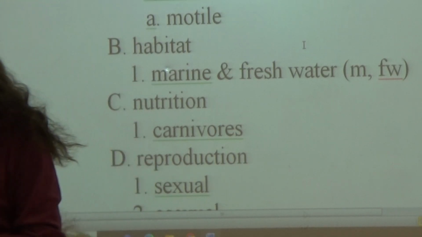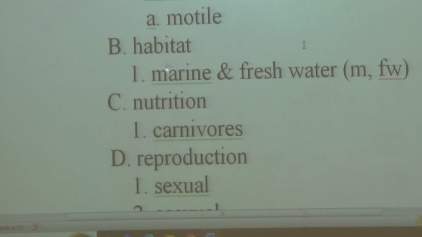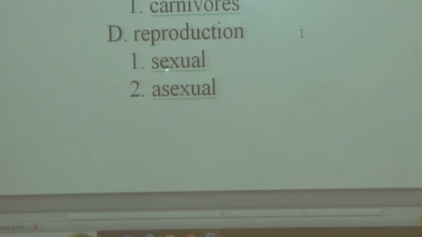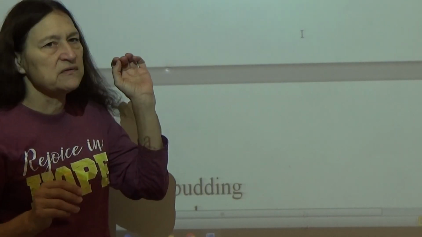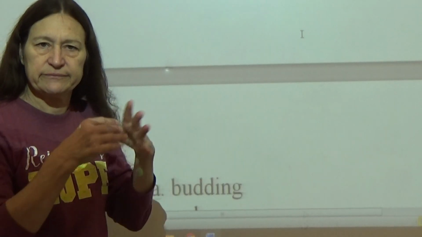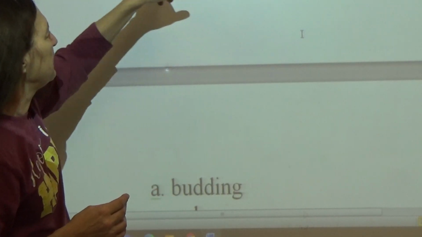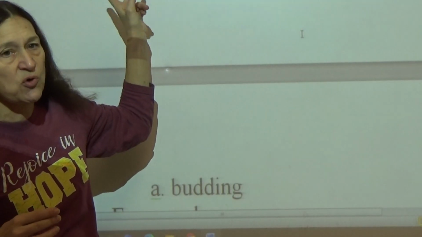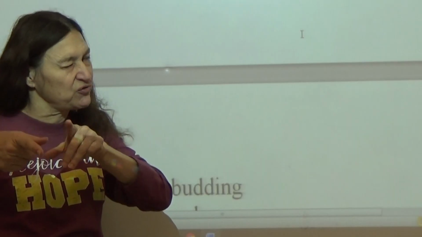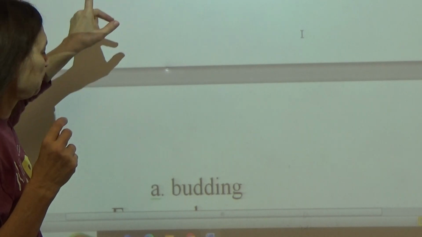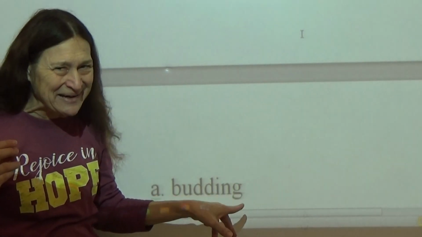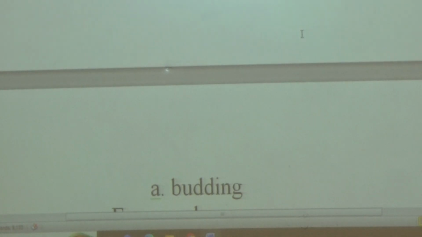All right, as far as reproduction, it is sexual. Again, you will have sperm and eggs released. And then some species do have an asexual form. Remember the difference between sexual and asexual. You should know this. With the asexual, there is a form called budding. And we see this with the hydra.